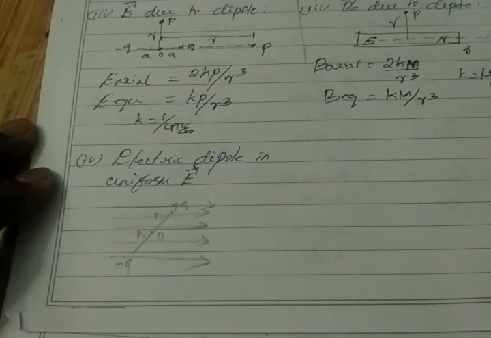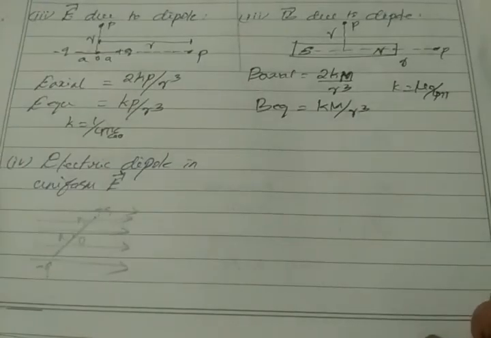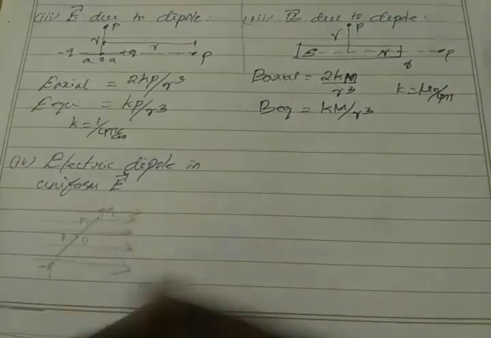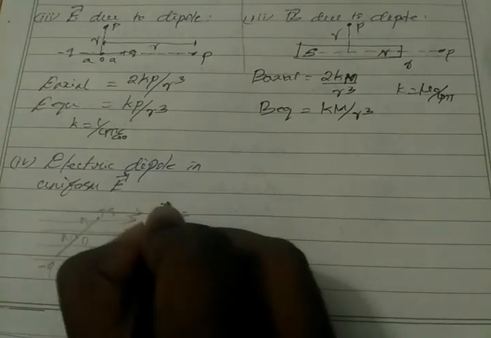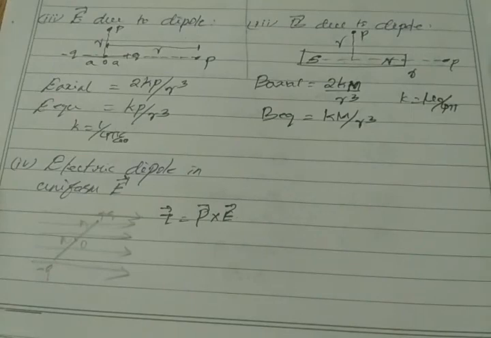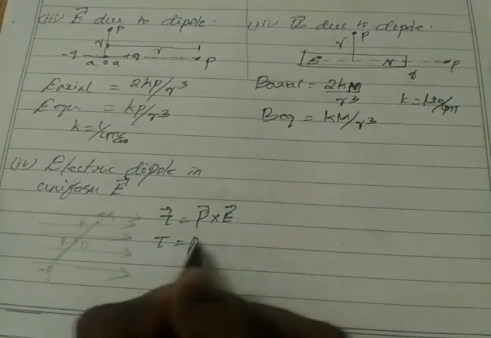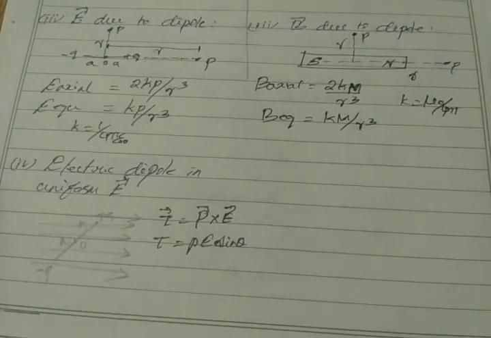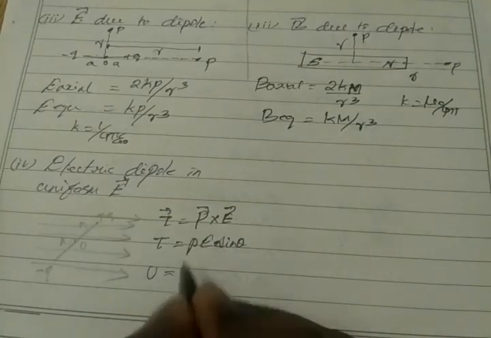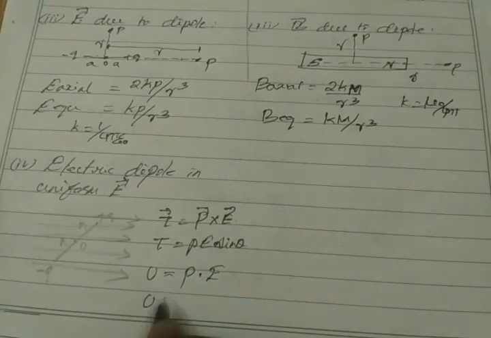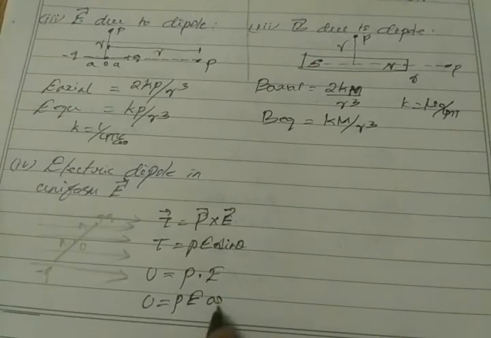When a dipole is placed in a uniform electric field, it starts to rotate, right? It experiences a torque. So what is the value of torque? Can you remember the equation? Tau equal to P cross E, right? This is the formula for torque. Or we can write tau equal to PE sin theta. Clear? Then what's the potential energy? For the same equation, we solve the potential energy. Potential energy is P dot E. To remove the dot product, we write PE cos theta.